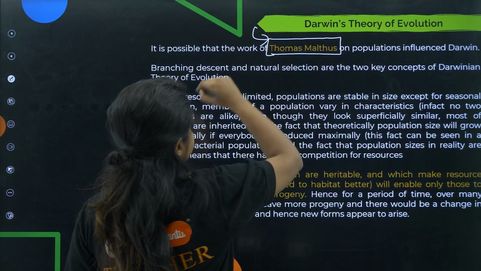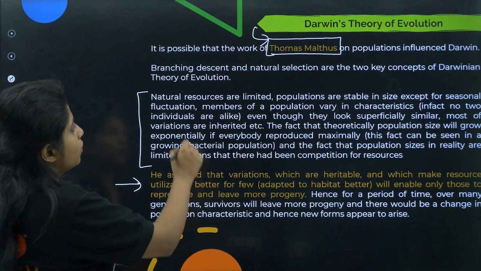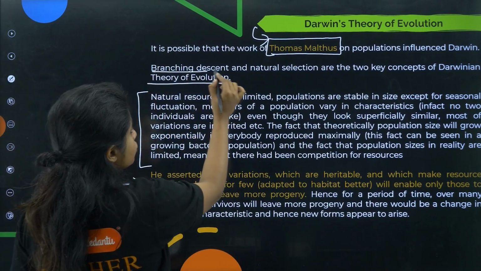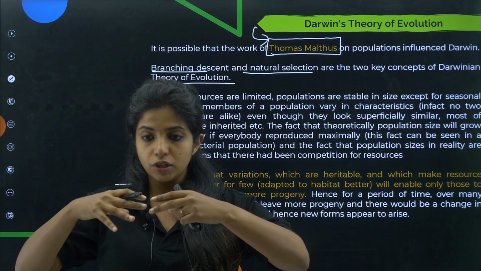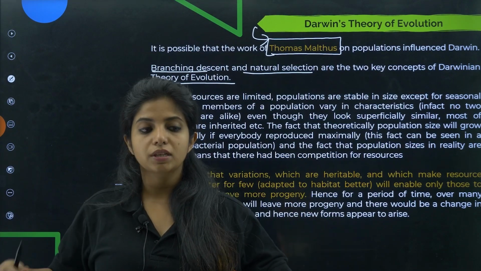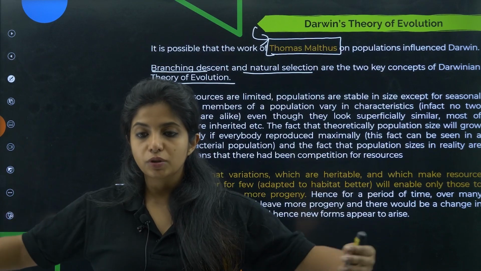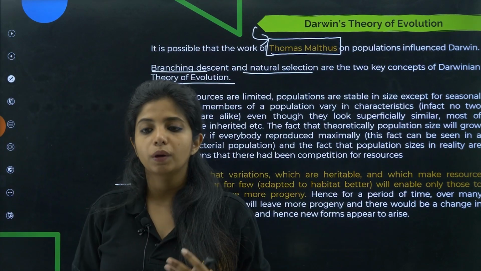Okay, now, branching descent and natural selection are the two key concepts of Darwinian theory of evolution. What are those? Branching descent and natural selection. Branching descent means as one species is there, it will divide itself into two different species, and again it will divide itself into different species. So there's a branch of species that comes along from a common ancestor. That is what you mean by branching descent.